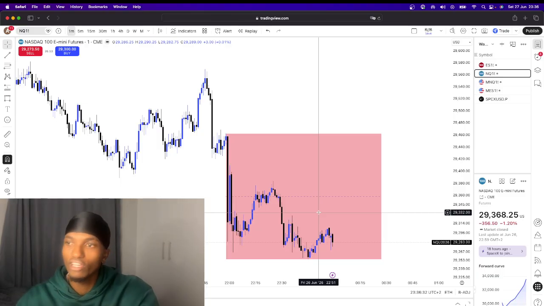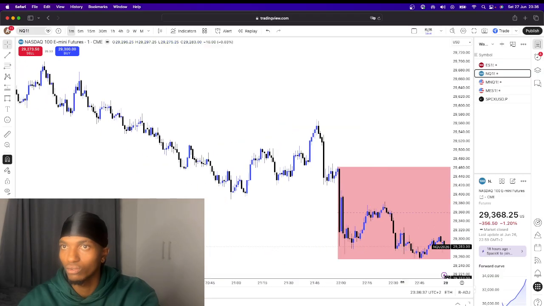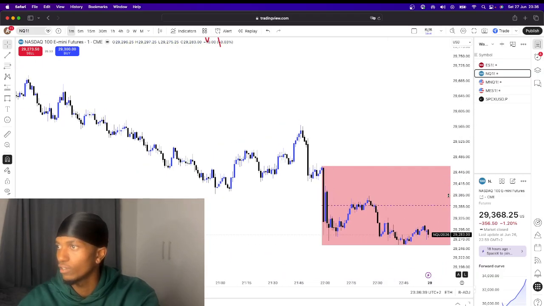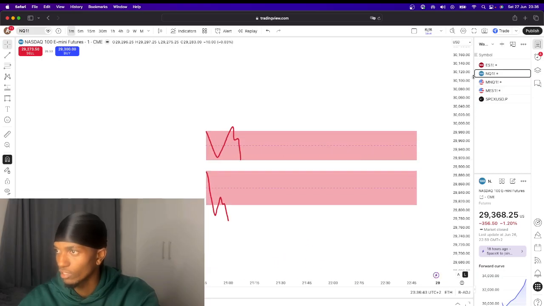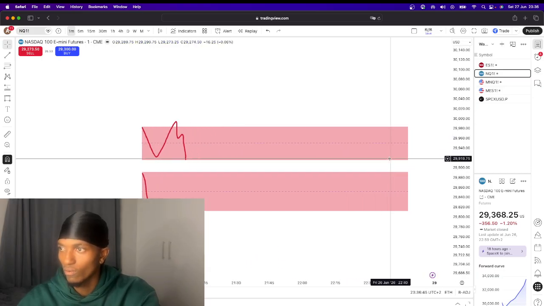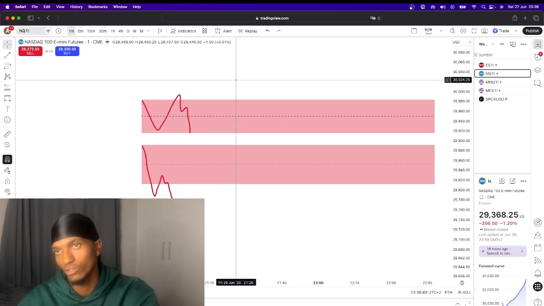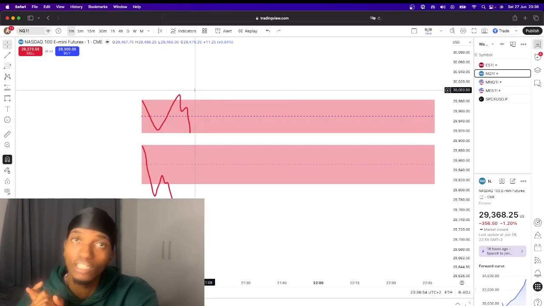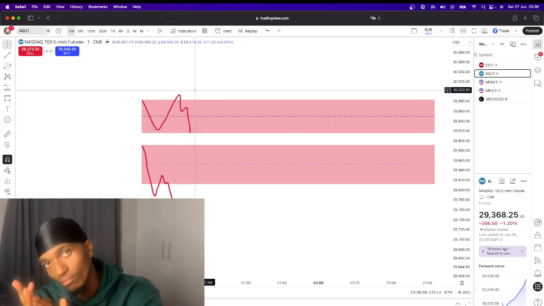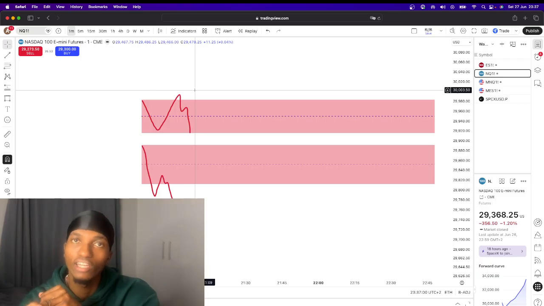Now, how do you make use of this, right? Let's go back to our initial drawing, that one up there. Now, an SMT can be used in two ways actually, that I know of. So one is you can take a trade out of an SMT, right? Or you can use it as an indicator to know which index to trade.